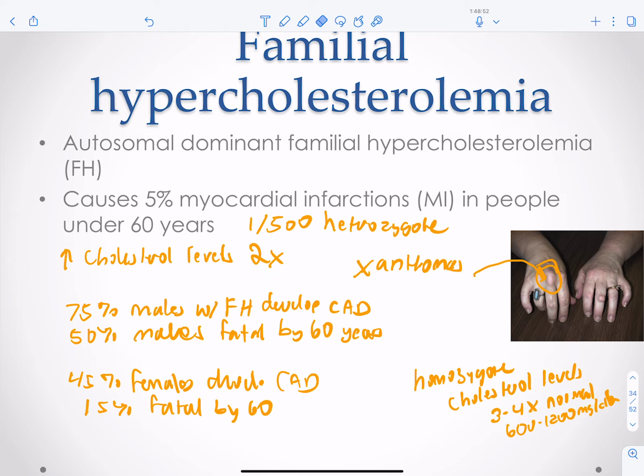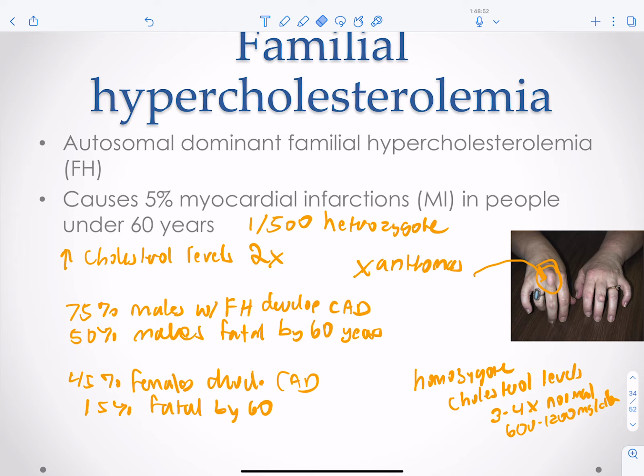Okay, so moving on, we have hypercholesterolemia, which is an autosomal dominant familial disease. It's implicated as a cause of about 5% of myocardial infarctions in people less than 60 years of age. About 1 in every 500 are heterozygous for this. What this leads to is 2 times the cholesterol levels of normal.